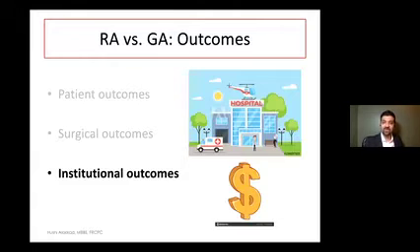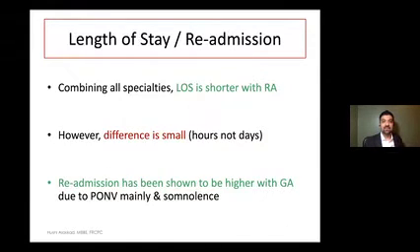What about institutional outcomes? Now, the whole world is changing the direction of healthcare and the way it is run. So institutional outcomes are now extremely important to be able to run a hospital at a high level and maintain service to the population. So what about length of stay and readmission, which are very important for bed utilization and for the expenditure?